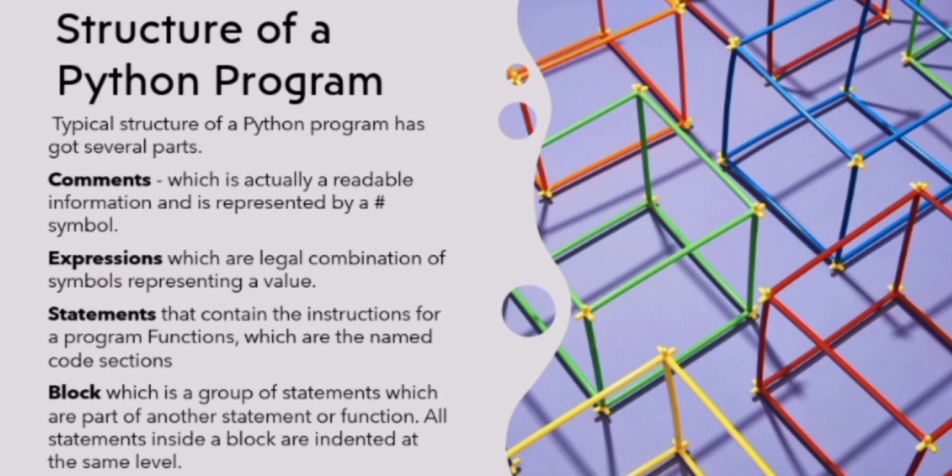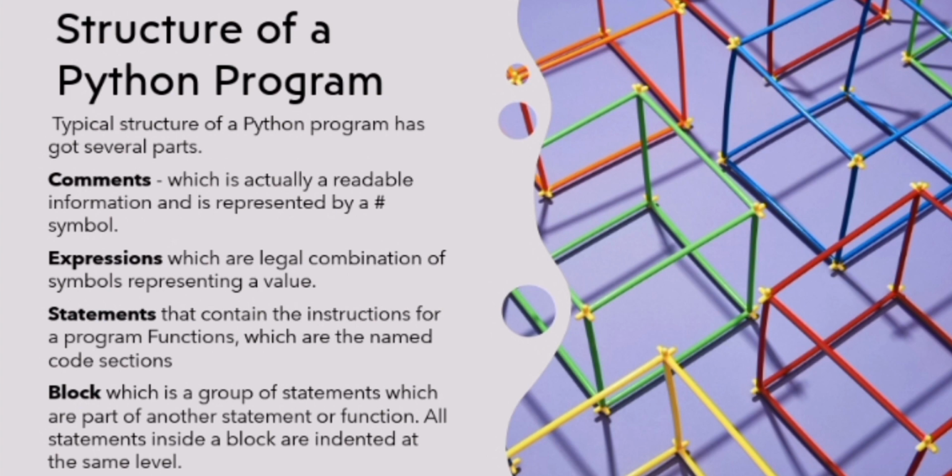It is represented by a hash symbol. I'll show you the example. Expressions are the legal combination of the Python tokens. For example, if I write C is equal to A plus B, this is an arithmetic expression in which I am adding A and B together.